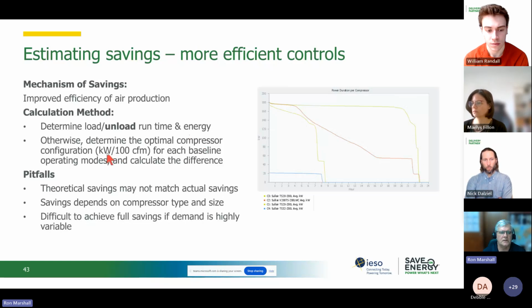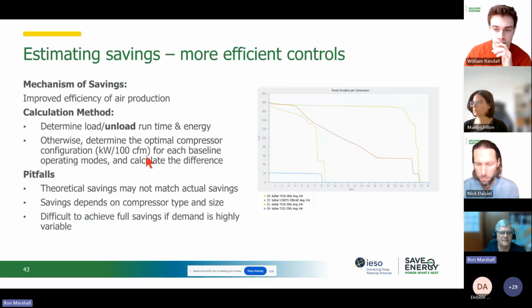This one might be very high, right? 40 kilowatts per 100 CFM. And I would know that with perfect control, a new system with a variable speed drive compressor might be running at 18 kilowatts per 100 CFM. Then I subtract one from the other, and that's the possible savings, right? A quick and dirty method of estimating the possible savings, right?